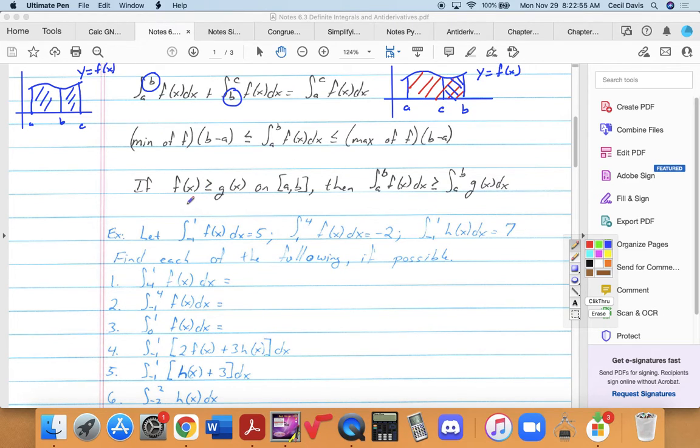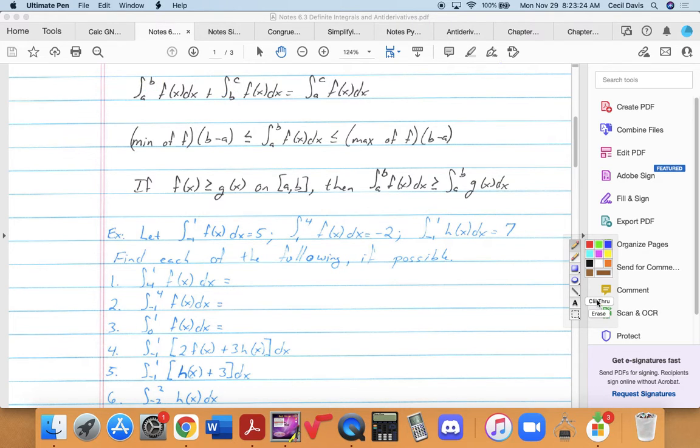Also, last but not least, if f of x is greater than or equal to g of x on the closed interval from a to b, then the integral from a to b of f of x dx has got to be greater than or equal to the integral from a to b of g of x dx, which makes sense. These heights are going to be higher than these heights, but it has the same width. So if you think about this in terms of area, it makes it pretty straightforward, I think.